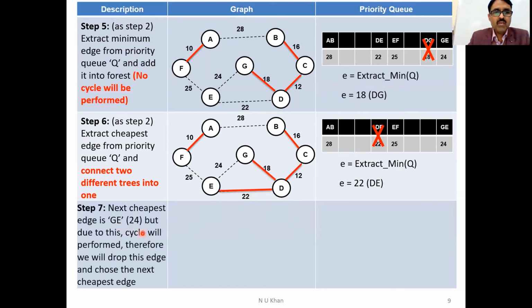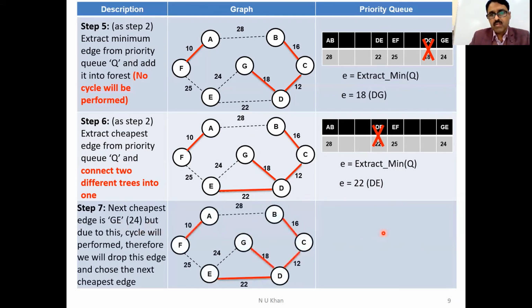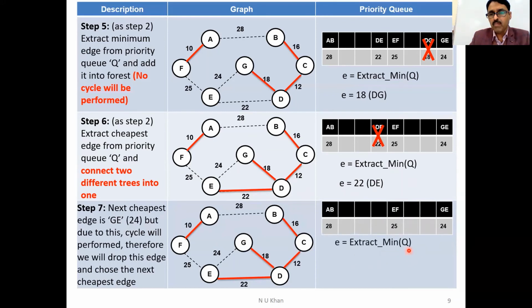Now in step number 7, next cheapest edge. This is the original graph. You have only 3 elements. Extract minimum. So minimum value is 24. So extract minimum. This is GE. So अगर आपने यहाँ से इसको extract किया और यहाँ पे connect, where is G and this is E. So it is the part of same tree. अगर आप इसको यहाँ पे extract करने के बाद में यहाँ पे connect करेंगे, so the cycle will perform here. So don't do this. यहाँ से इसको हटा दीजिए.